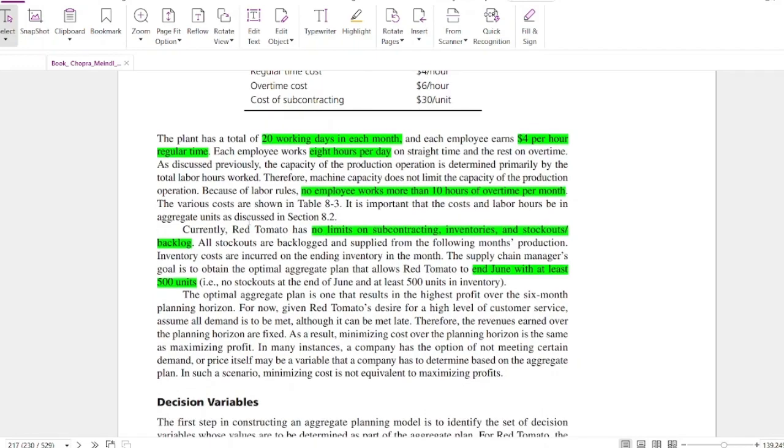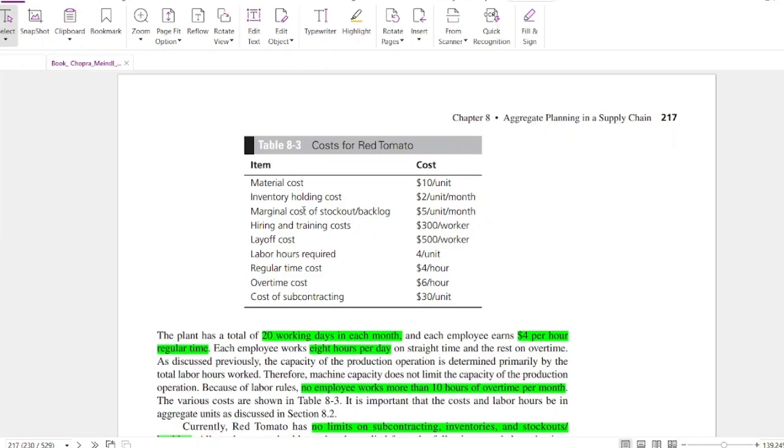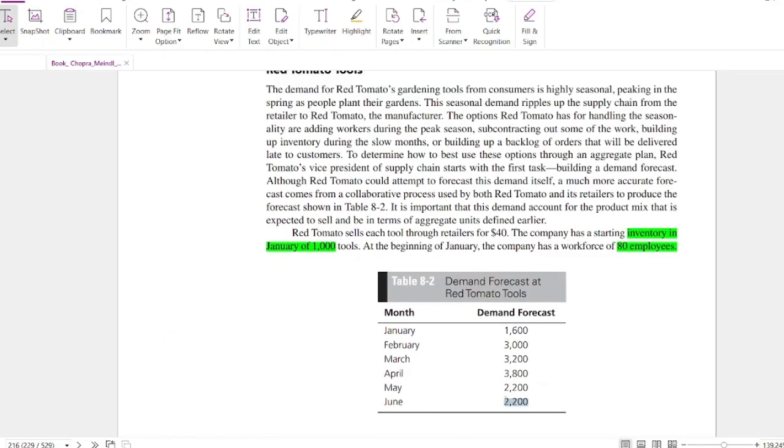There is other information, like no limit on subcontracting, inventory, and stock out. Here is another constraint given: Red Tomato must end June with at least 500 units, which is the end of our production planning cycle. There are 6 months of planning we need to consider. In the end we need to consider another 500 on top of this 2200.